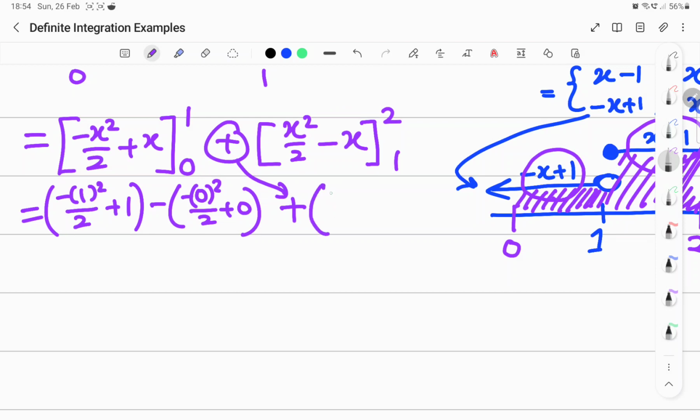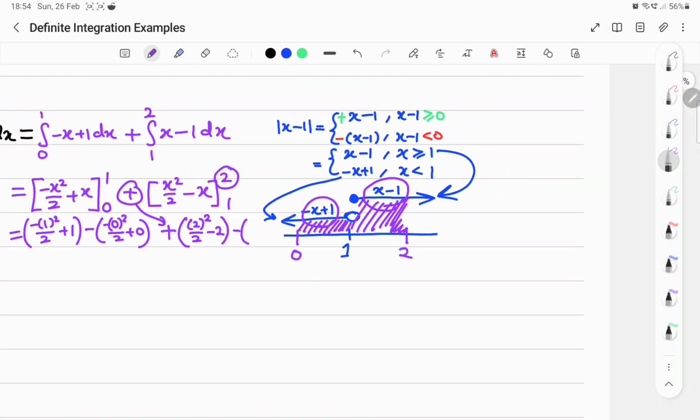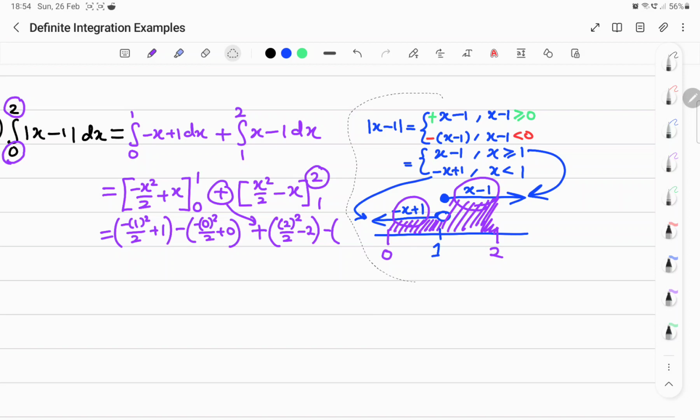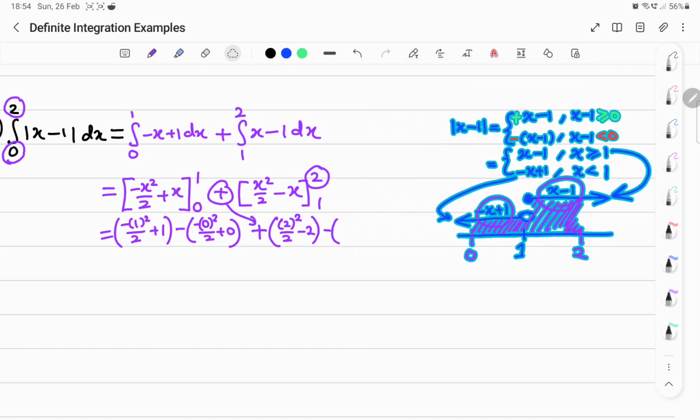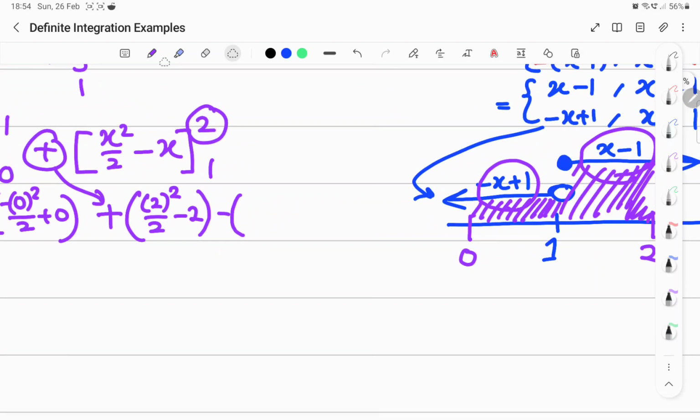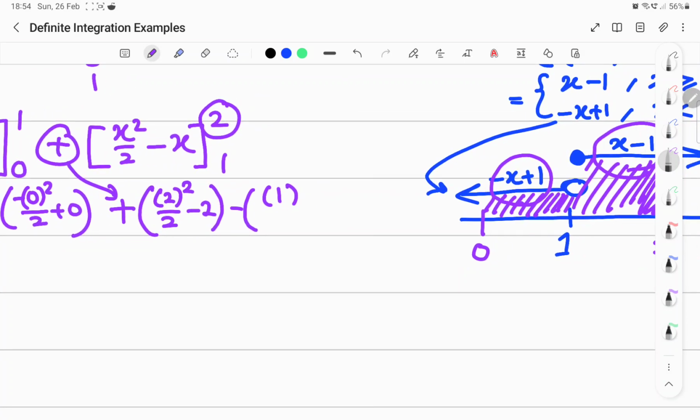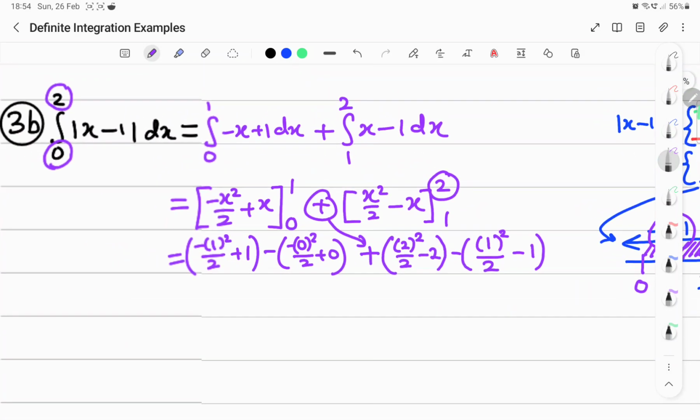So what we do, replace all x with empty bracket and substitute it with the upper limit of 2. So 2 squared over 2 minus 2, close, and then minus the second one. I move this further away. Okay, better. So the second one is 1 squared over 2 minus 1. So that is the value over here.